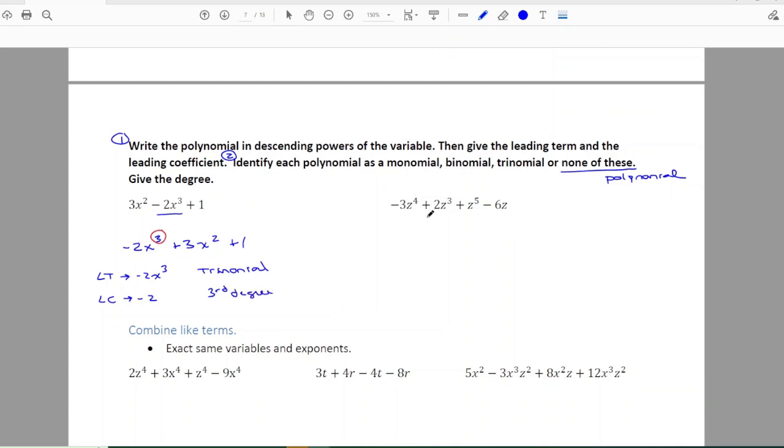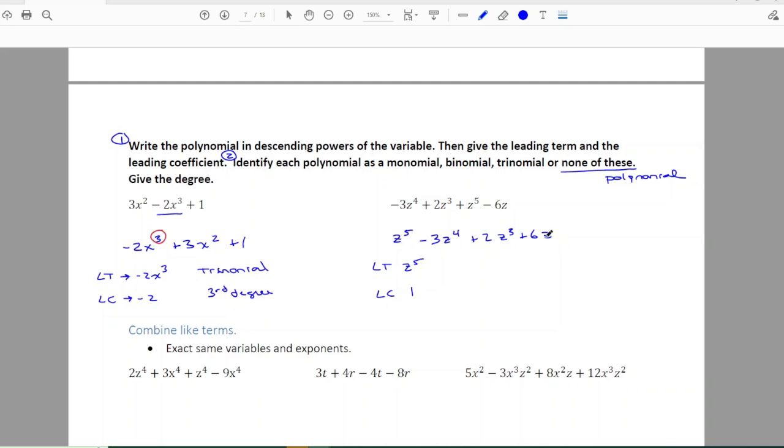All right, next one. Okay, pause the video if you want, but you're just going to write this in descending orders of power. So we'll go z to the 5, negative 3, z to the 4. Oh, that 4 looks like a 9. Good. Okay, where am I? z to the 5, negative 3 z to the 4, plus 2 z to the 3, plus 6 z. The leading term is z to the 5. The leading coefficient is 1.